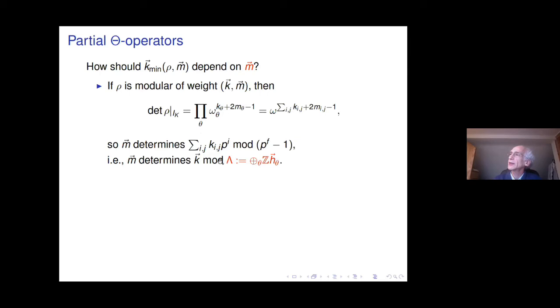So the condition that this be zero mod p to the f minus 1 is equivalent to the corresponding weight being an integer linear combination of partial Hasse invariants. This is a lattice inside the lattice of all weights. Maybe you should think of this in terms of the character group of the torus, the restriction of scalars from O_F to Z of G_m. So that character group is Z to the sigma.